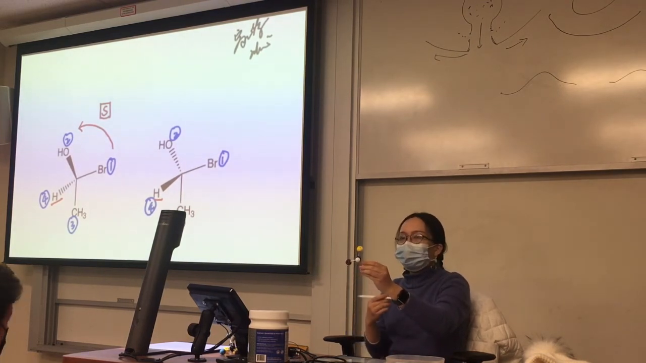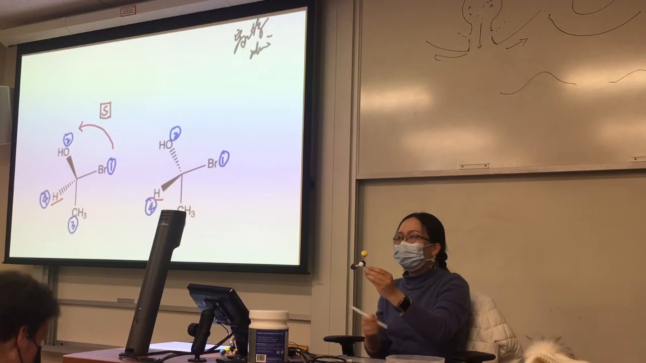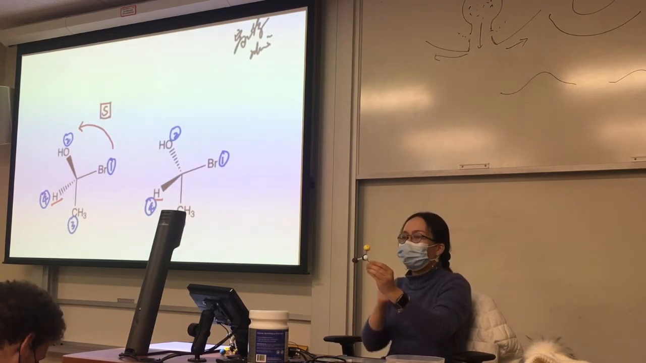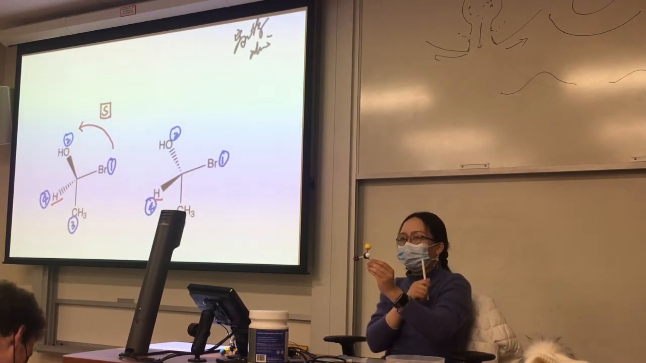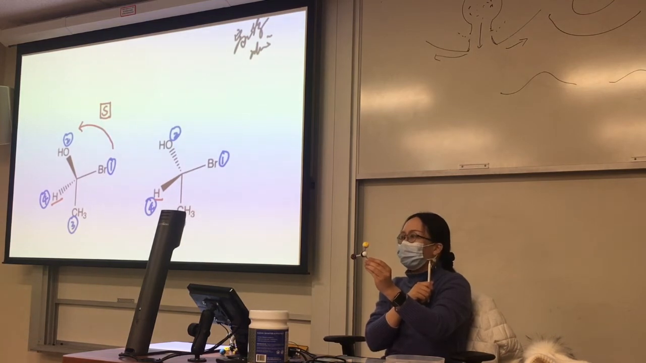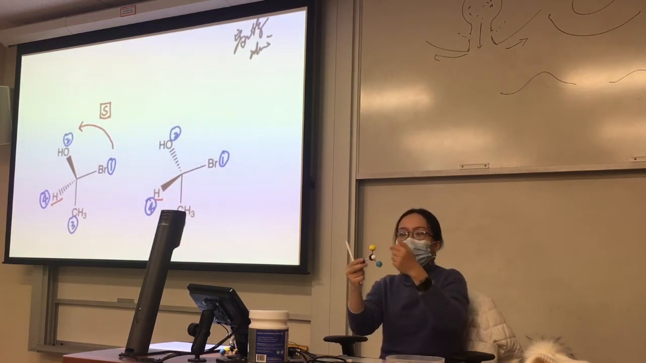So you don't have to flip the molecule. You can just flip R and S. That's only the case where your least priority group is wedged out, because I see a different R and S from you.